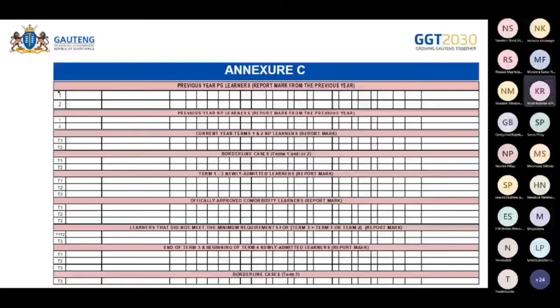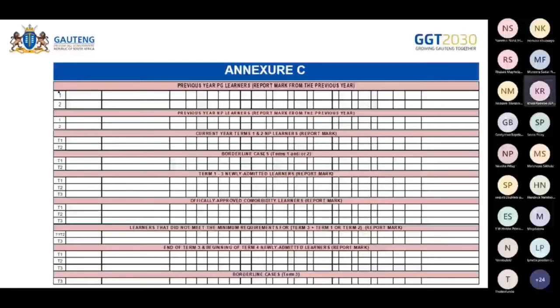Colleagues, it is important to emphasize that we don't repeat the capturing or the population of these learners. Let us say, for example, Kazi was progressed in grade four, and now Kazi is in grade five. Kazi appears under progressed learners at the top, and still Kazi here in term one did not do well, or in term two. Kazi has already been captured, colleagues. We don't repeat.